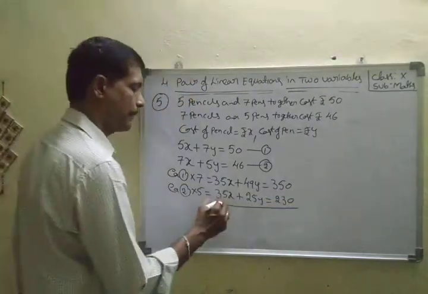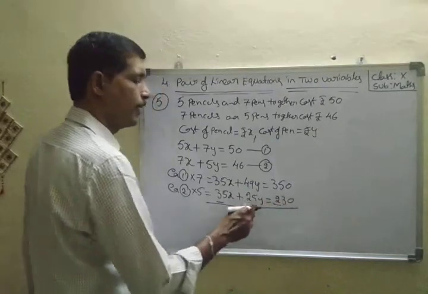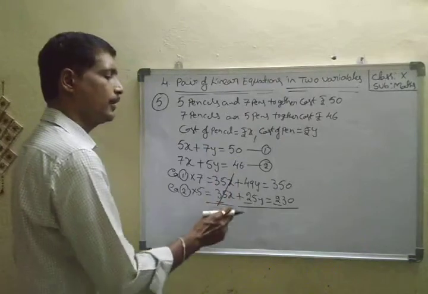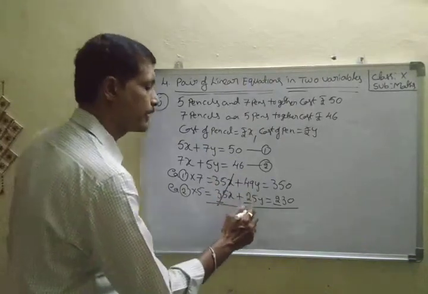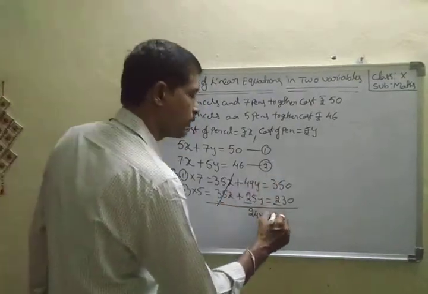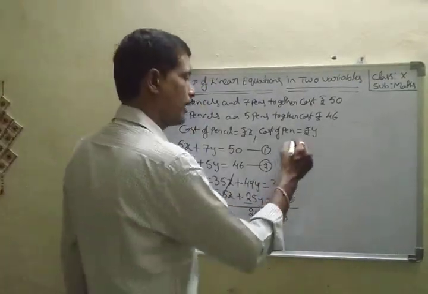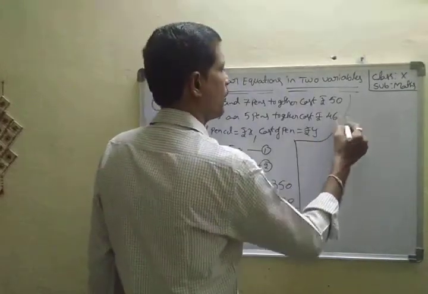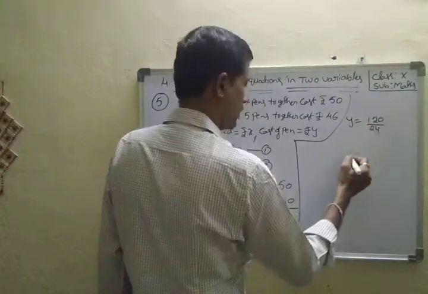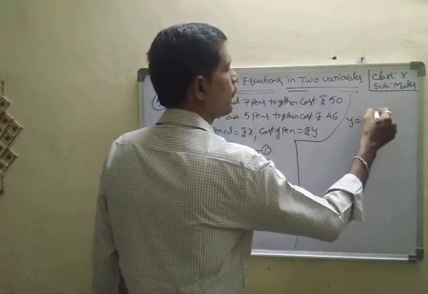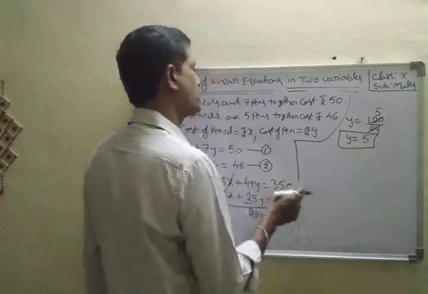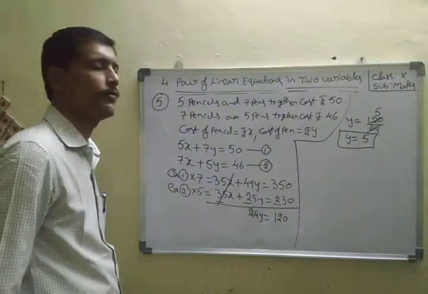Here subtraction, minus, so all the signs will change. 35x minus 35x, both get cancelled. 49y minus 25y is 24y. Here 350 minus 230 is equal to 120. Therefore y = 120 by 24, that is 5. So y = 5 rupees. The cost of a pen equals 5 rupees.